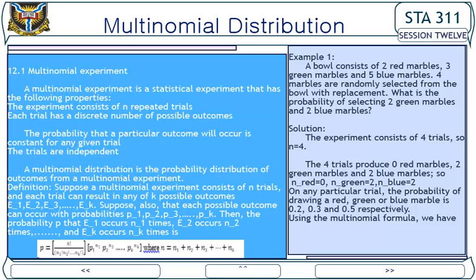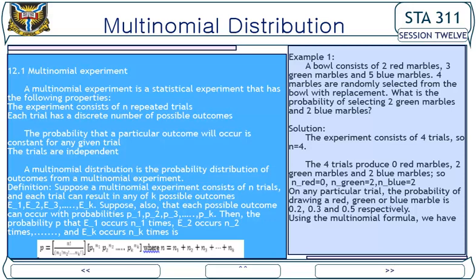Definition. Suppose a multinomial experiment consists of n trials, and each trial can result in any of k possible outcomes, E1, E2, E3 to Ek. Suppose also that each possible outcome can occur with probabilities P1, P2, P3 to Pk. Then the probability P that E1 occurs n1 times, E2 occurs n2 times, and Ek occurs nk times is P is equal to, where n is equal to.